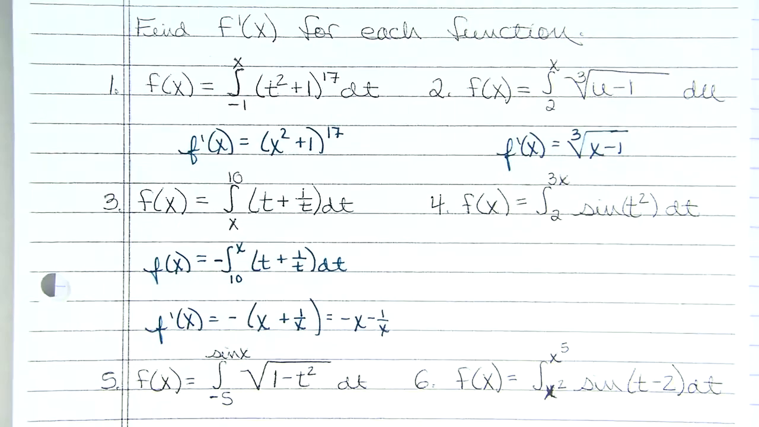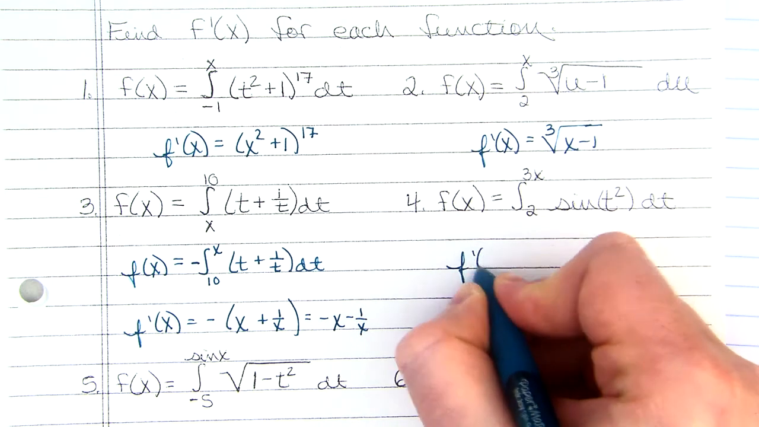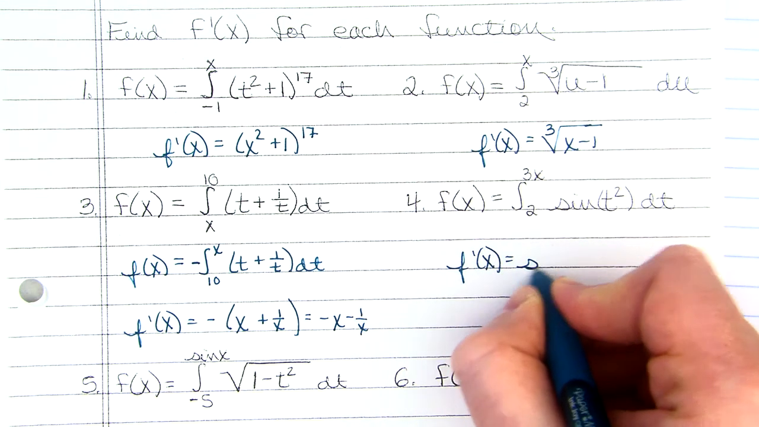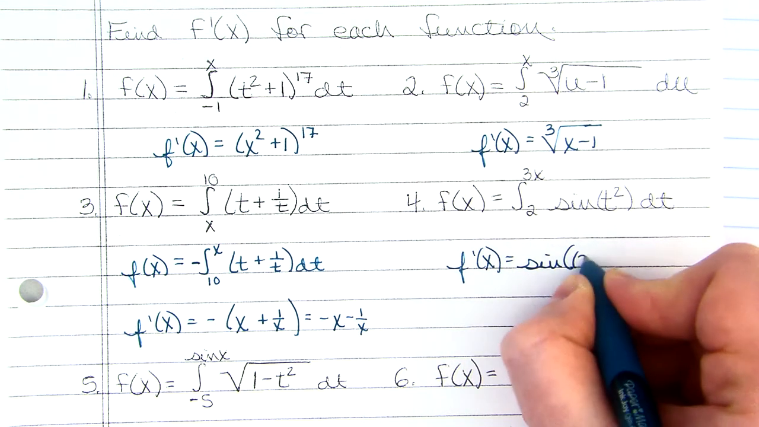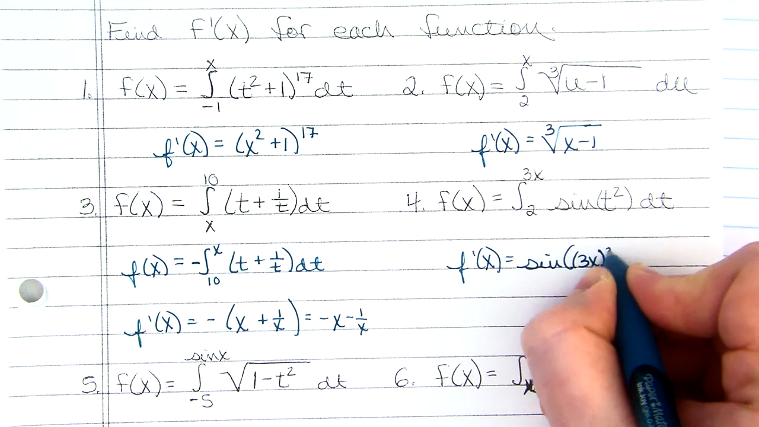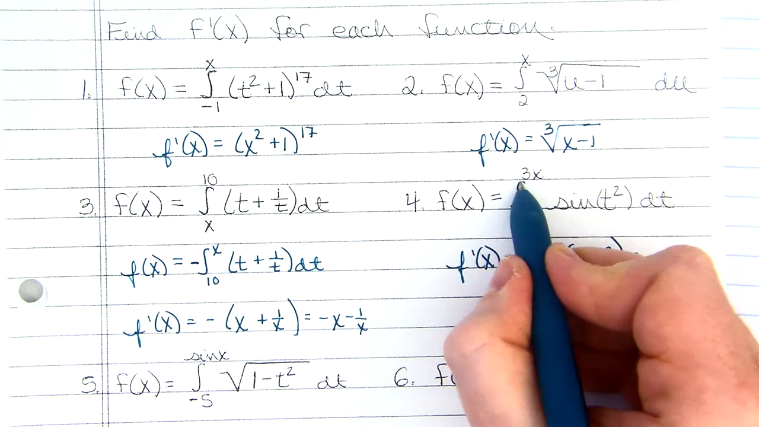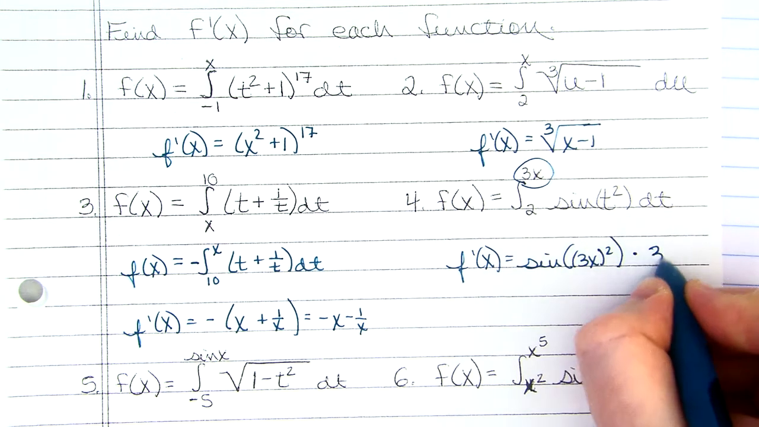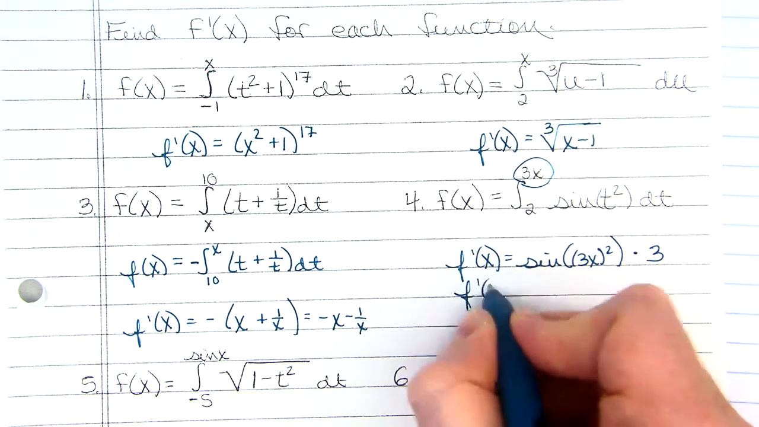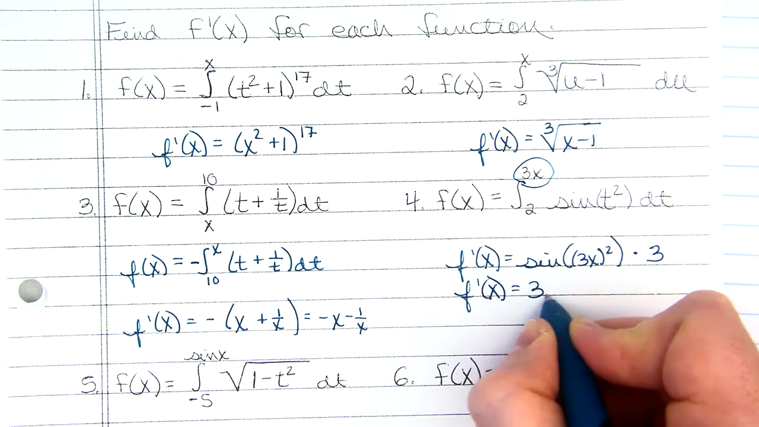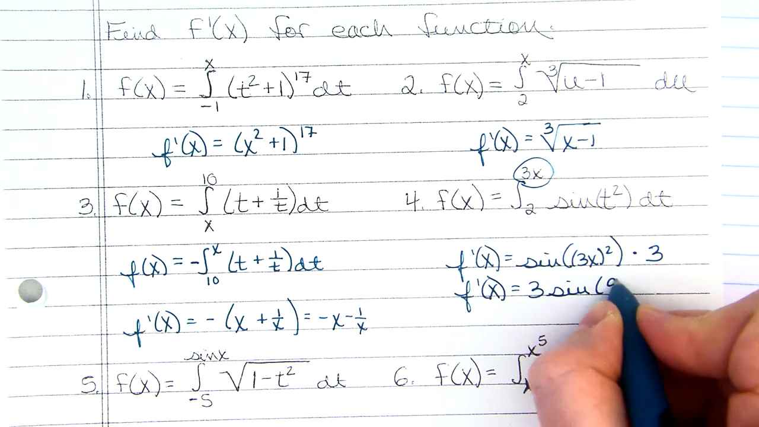Next one's a chain rule problem. My derivative is going to be the sine of (3x) in parentheses squared. But by chain rule, I then need to multiply by the derivative of 3x, so I'm going to multiply by 3. Your answer is 3 sine of (9x squared).